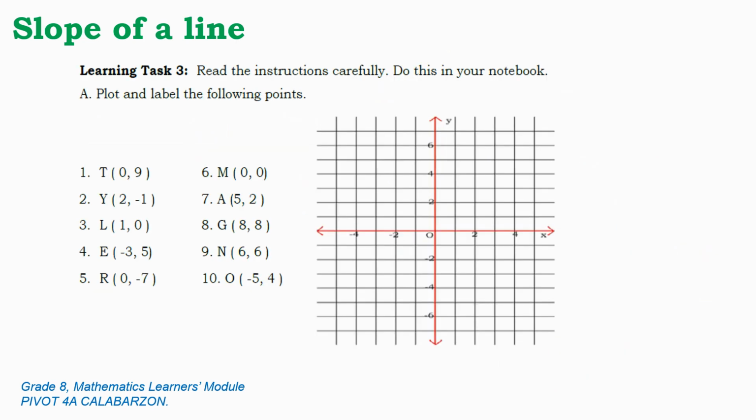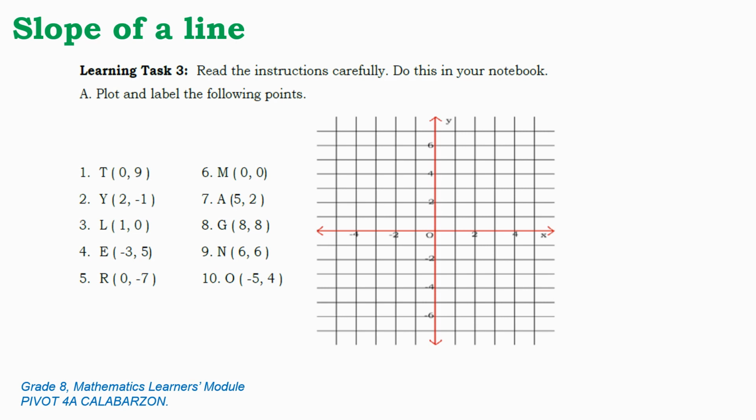For number 3, learning task 3, read the instruction carefully. Do this in your notebook. Plot and label the following points. Just locate the points only and then label them with the letter beside each point. It is very easy, the rectangular coordinate system and the slope at the same time.